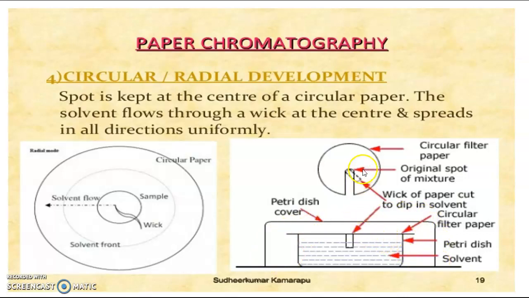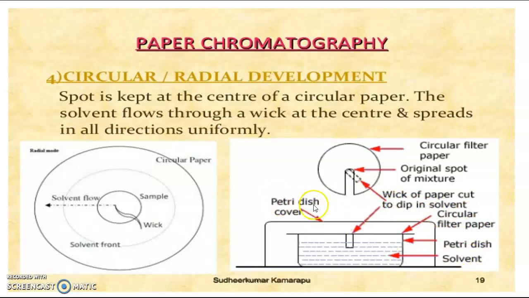Okay. This is the top view of the apparatus. See, a circular filter paper is taken. At the center, the original spot of mixture and a wick. The wick is dipped in the solvent. Due to capillary action, the solvent moves through the wick and spreads around the filter paper in a circular manner. Okay. This is the wick of paper cut to dip in a solvent. This is the circular filter paper, petri dish, solvent.